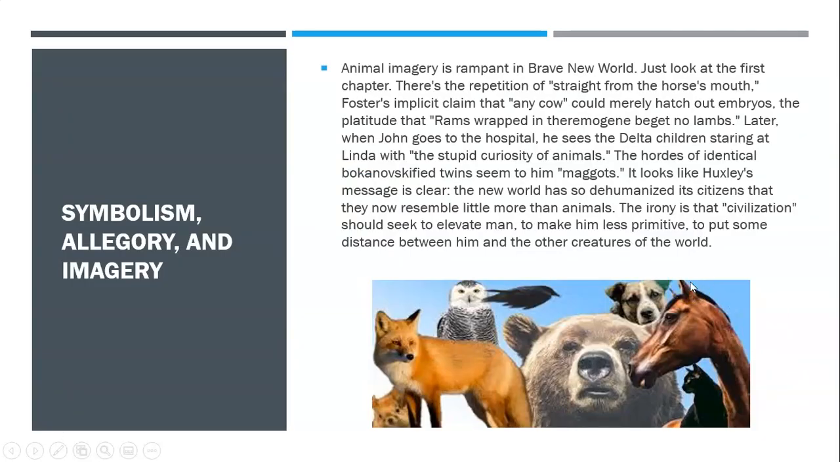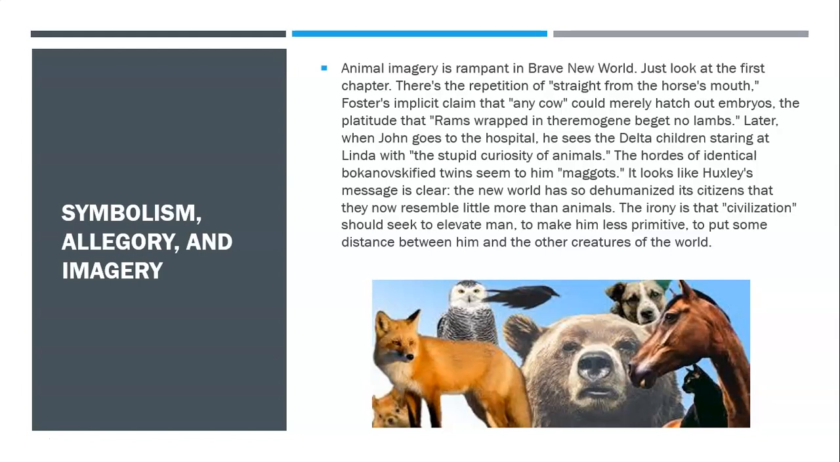So let's talk about a few symbols, allegories, and imageries, and these are not exhaustive. After all, part two will deal with a lot more of these, but I want to begin by having you think of a few of these. Animal imagery is rampant in Brave New World. I mean, you just have to look at the first chapter. There's this repetition of "straight from the horse's mouth," and Foster's implicit claim that any cow could merely hatch out embryos. And there's a platitude that he says, "Were rams wrapped up in thermogene beget no lambs."